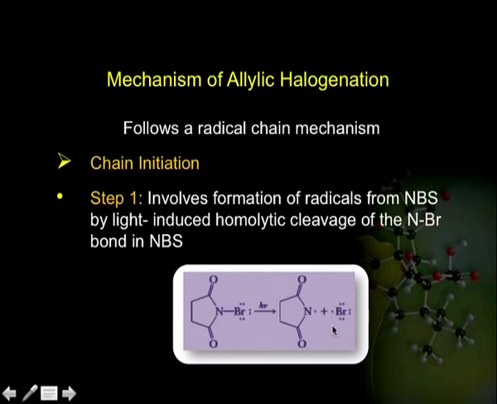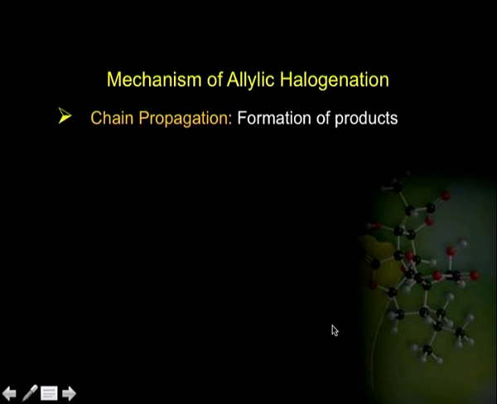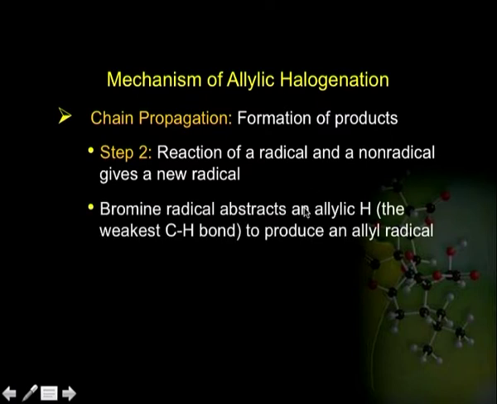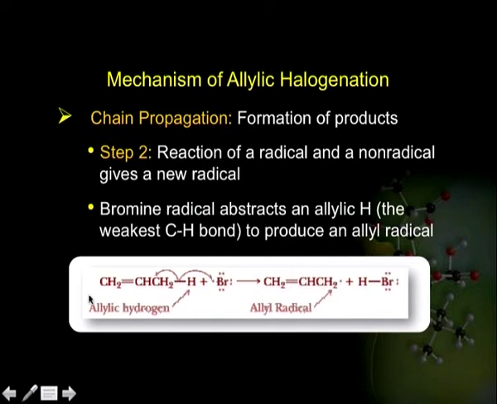This is the one which is going to further react in chain propagation, which leads to the formation of products. So, in the second step of this reaction, a radical and a non-radical react to give rise to a new radical. Bromine radical abstracts an allylic hydrogen, which is the weakest C-H bond also, so easily can be removed to produce an allyl radical.